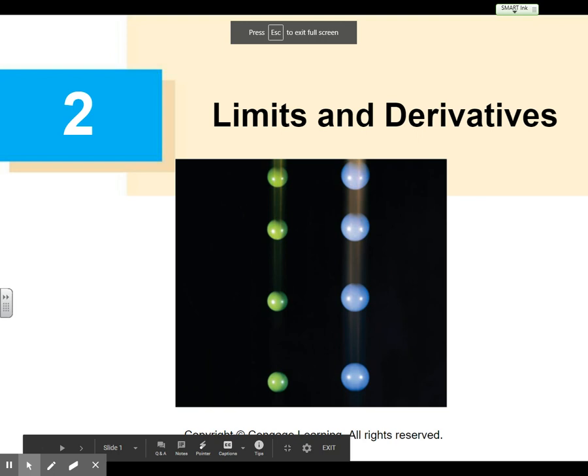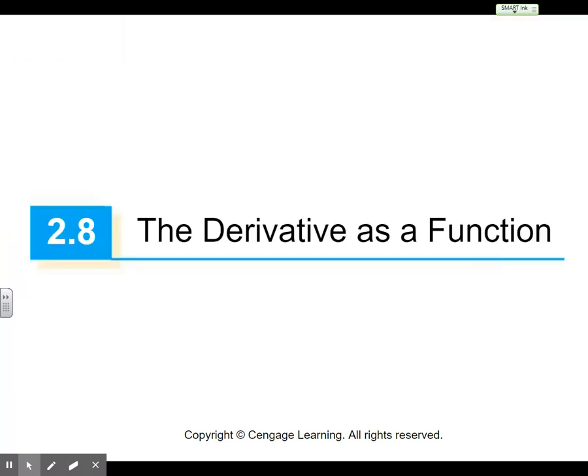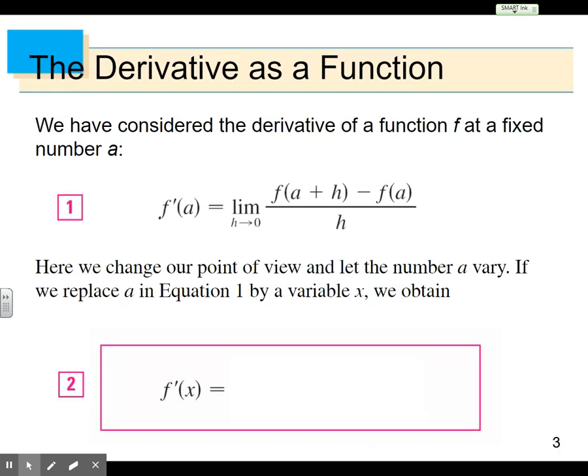Wrapping up our chapter on limits and derivatives, this section 2.8 is really going to just piggyback on the last section. You can see a lot of similarities to what we did in 2.7 in finding the derivative. We're going to change some variables to help us going forward as we go into chapter 3.